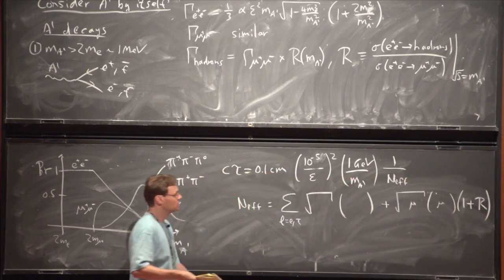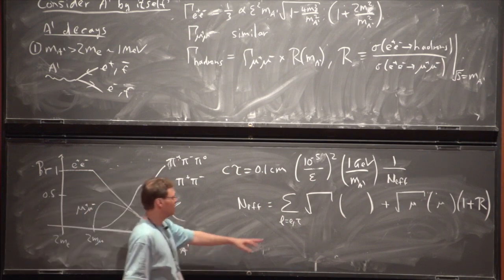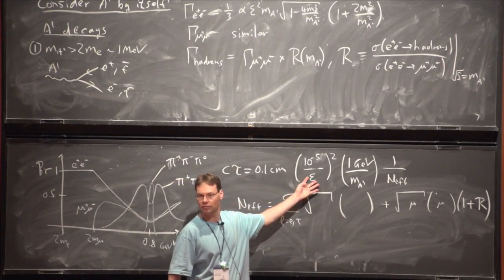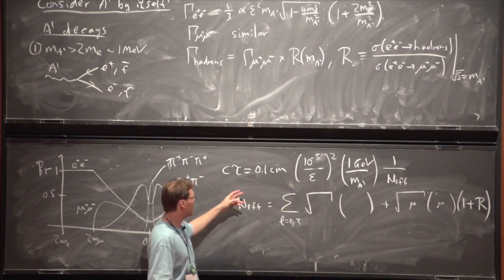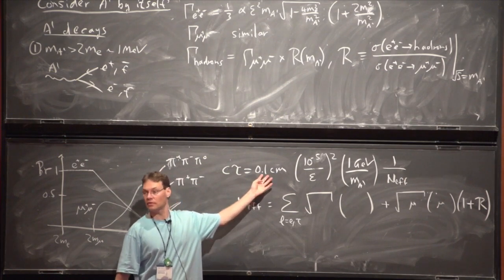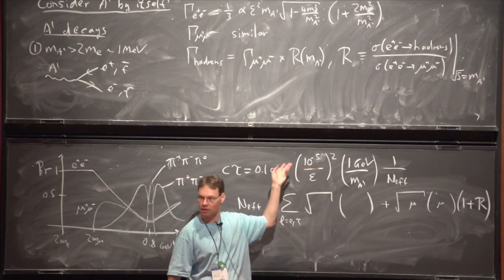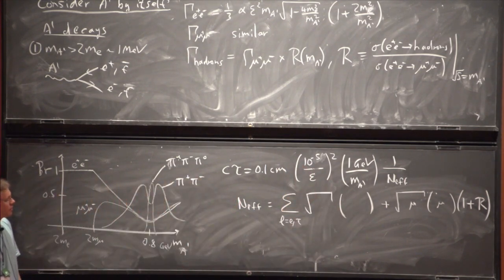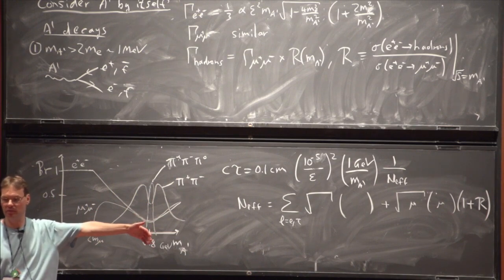But what you see is that the decay length can be very, very small. So the decay can be prompt if epsilon is larger than 10 to the minus 3, 10 to the minus 2 or so. It can be slightly displaced if you've got an epsilon of 10 to the minus 5-ish, or 10 to the minus 6 or so, of course depending on the mass as well. And if epsilon is much smaller than that, then the decay length would be huge, can easily be meters, 100 meters, etc.